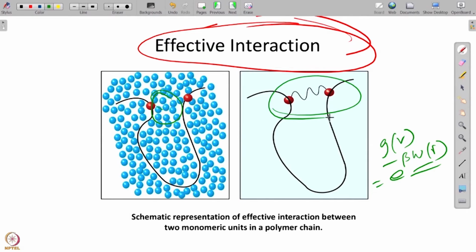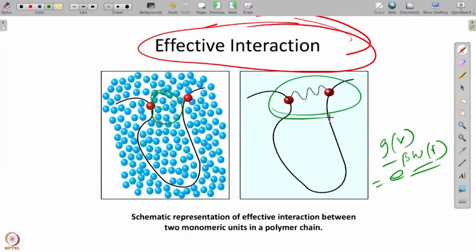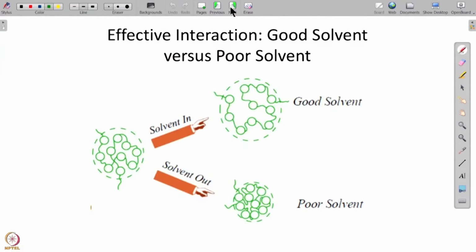We remember what we did in the derivation of the Percus-Yevick equation, the direct interaction, a direct correlation function, and the indirect one, which again goes through this potential of mean force. So, we are essentially introducing a potential of mean force. So, effective interaction plays a very important role, and it was introduced by Flory.